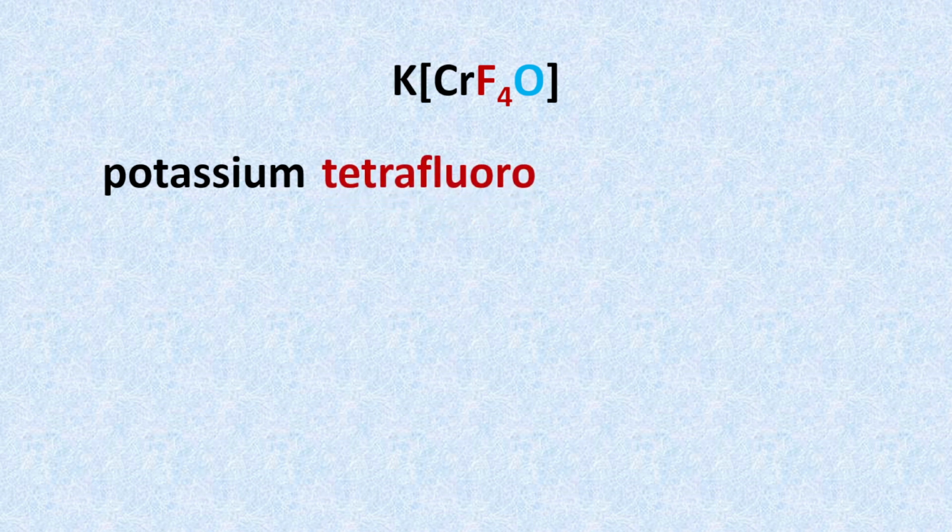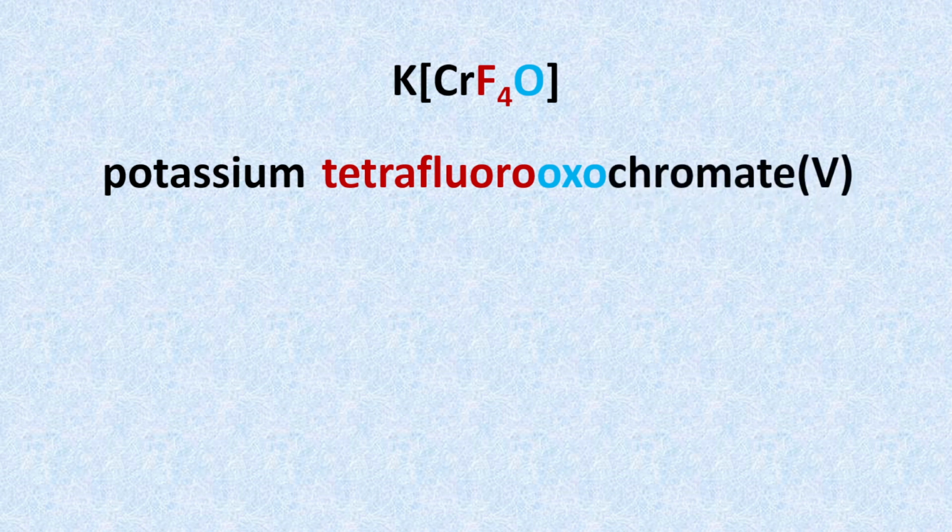In this complex, the coordination sphere is an anionic part and carries a uni-negative charge. So we must write the potassium name first. The coordination sphere consists of fluoro and oxo ligands which carry -1 and -2 charges respectively. Alphabetically, fluoro will come first, so tetrafluoro, then oxo. Since the chromium atom is a part of an anionic coordination sphere, it will be written as chromate.